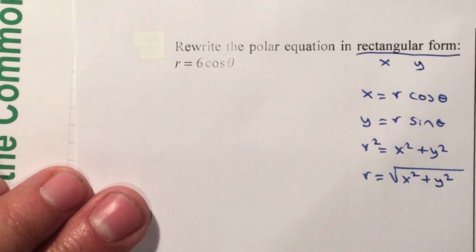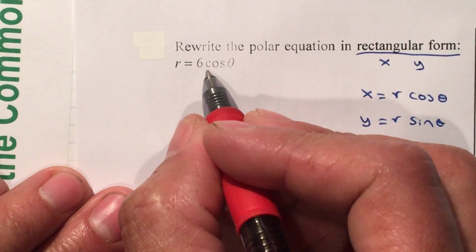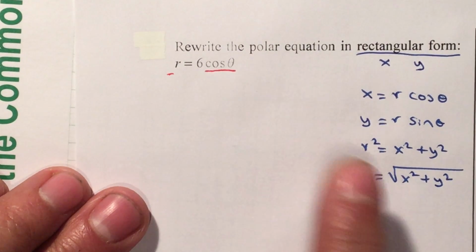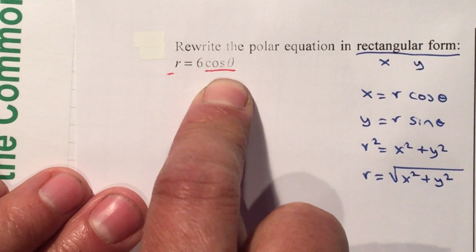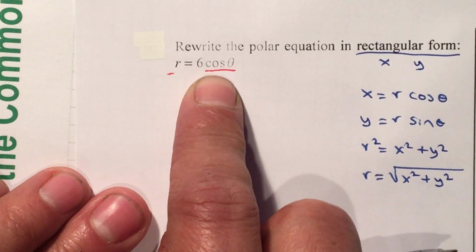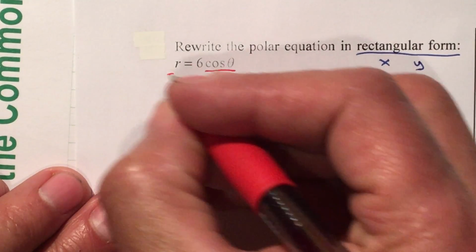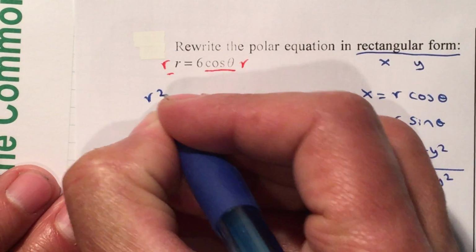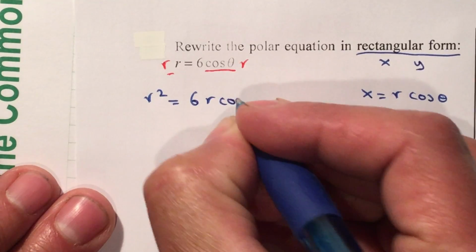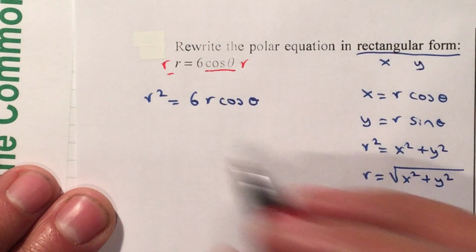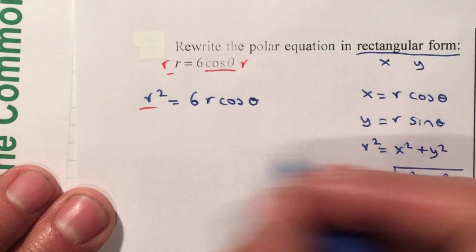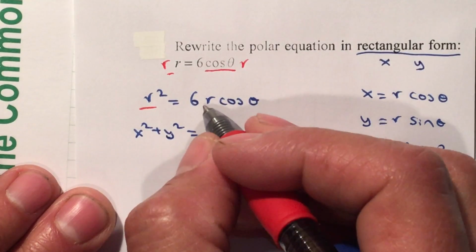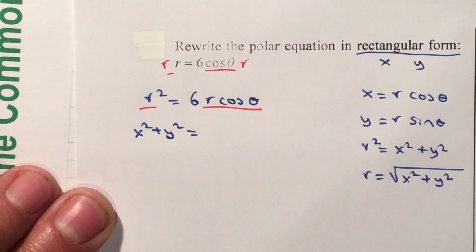I need to replace cosine of theta and r. I can replace r with this right now, but then I'm going to end up with cosine by itself, and there's no way to replace an r afterwards. So therefore, what I'm going to do is multiply both sides by r, and that'll give me r squared is equal to 6r cosine of theta. And now I can replace that r squared with x squared plus y squared. I'm going to replace the r cosine theta with x.